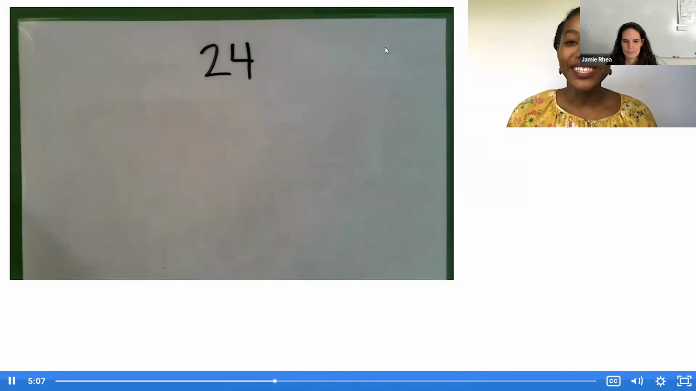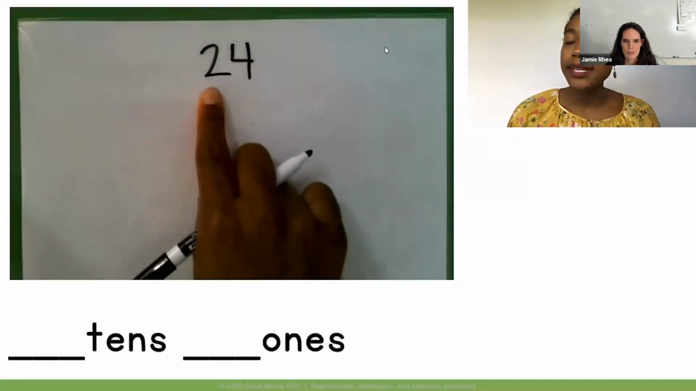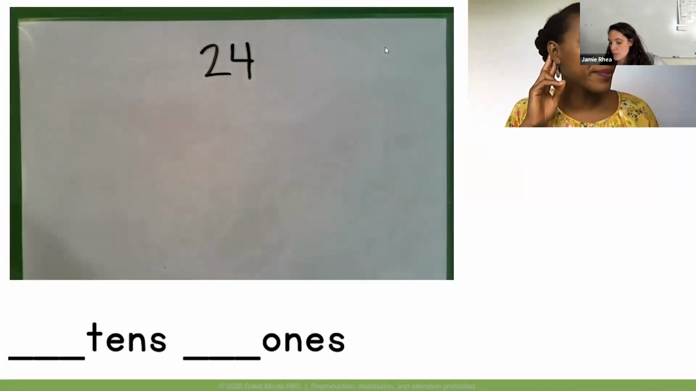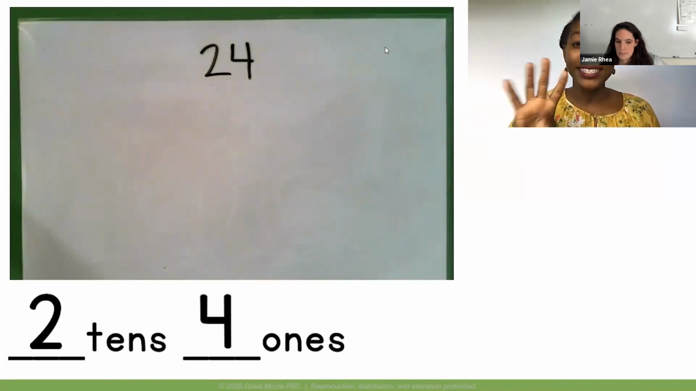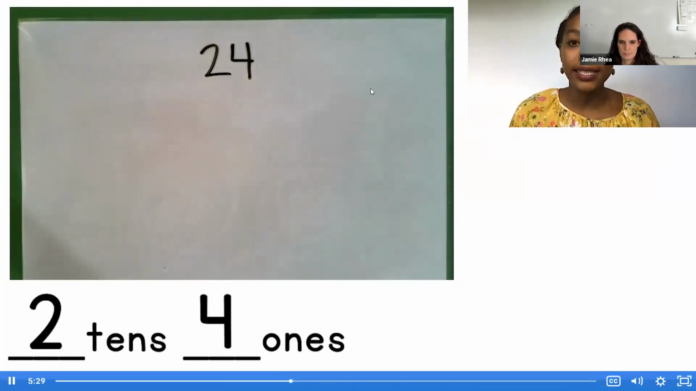Now say this answer out loud. 24 is made up of how many tens and how many ones? 24 is made up of 2 tens and 4 ones. If you said 2 tens, 4 ones, yes, you're correct. 24 is made of 2 tens and 4 ones.